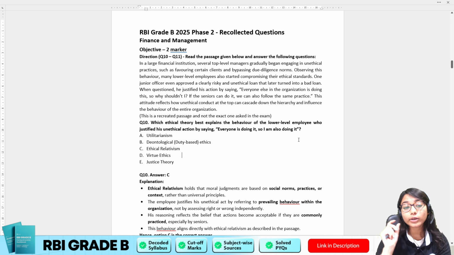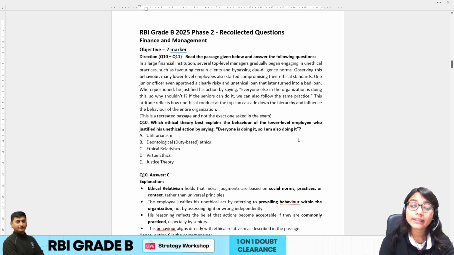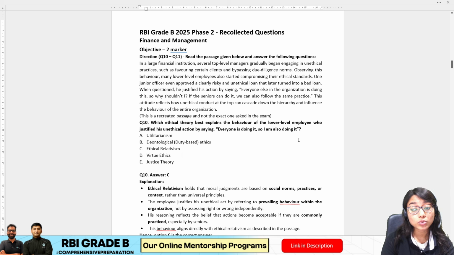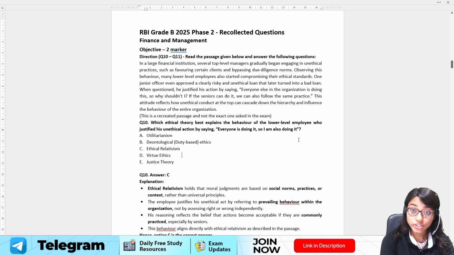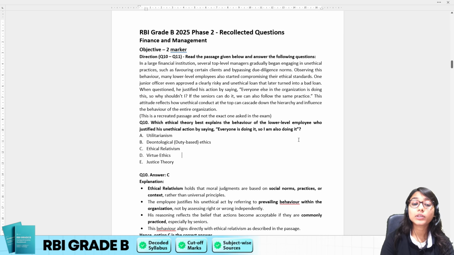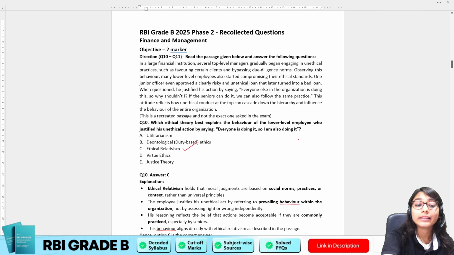So, if we have a look at the objective 2 marker question, firstly, the question is saying, which ethical theory best explains the behavior of the lower level employee who justified his unethical action by saying, everyone is doing it, so I am also doing it. Now, the question is in terms of the ethics chapter. And when we talk about ethics, which ethical theory are we talking about in this case? This is ethical relativism for you.